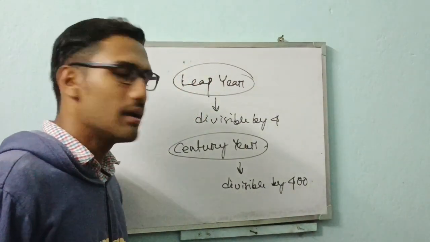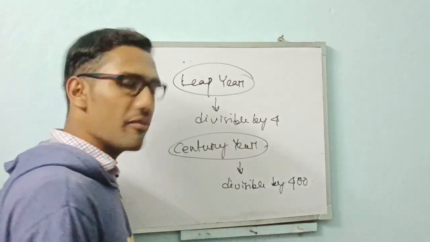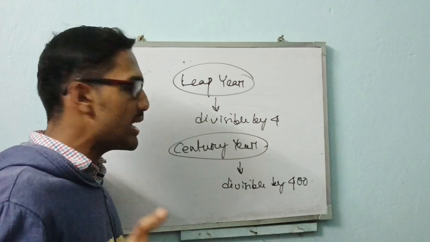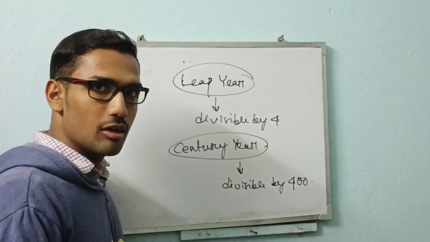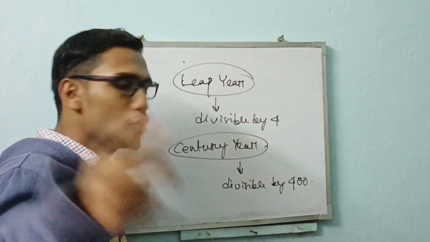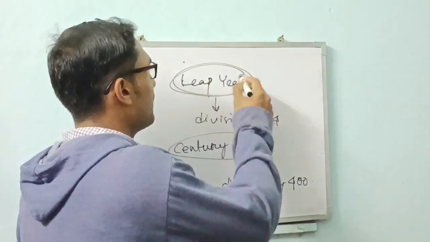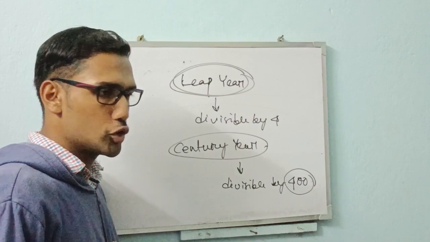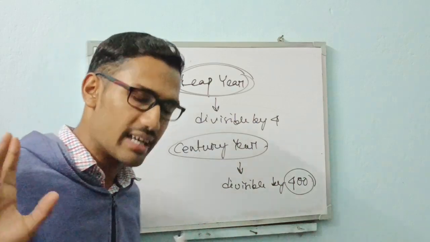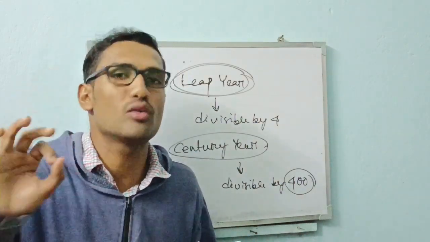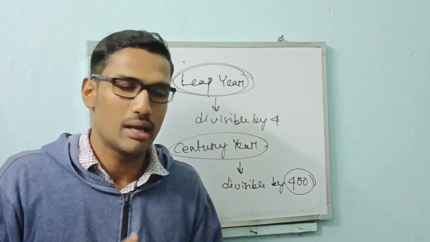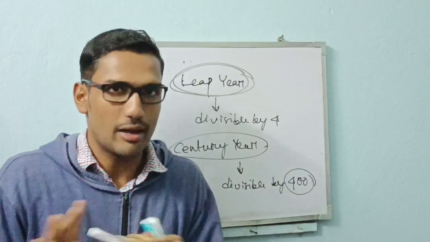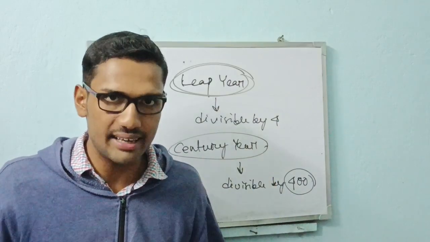Okay, now all century years are divisible by 4. Clear? But all century years are not divisible by 400. So for the century year to be a leap year, that needs to be divisible by 400. So we have got all the conditions. The conditions are clear to us. Now we need to write the code for the leap year one, and that I would be showing you on my computer. So I hope leap year conditions are clear.